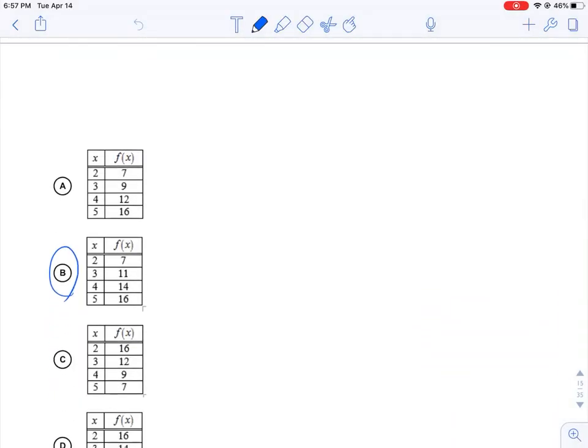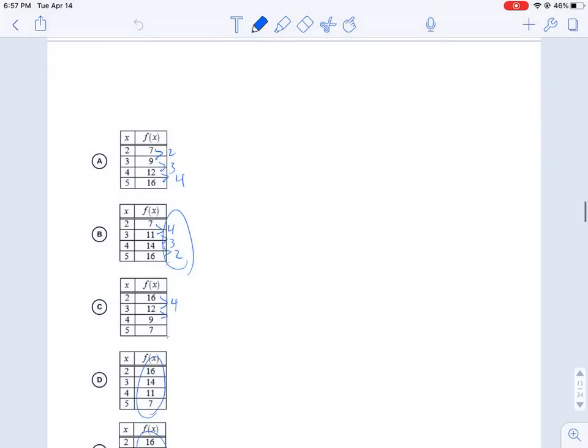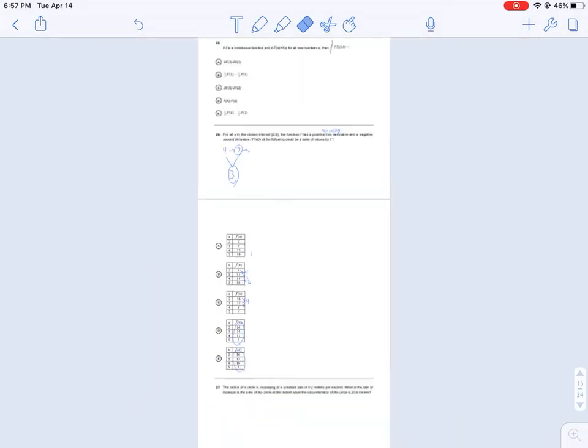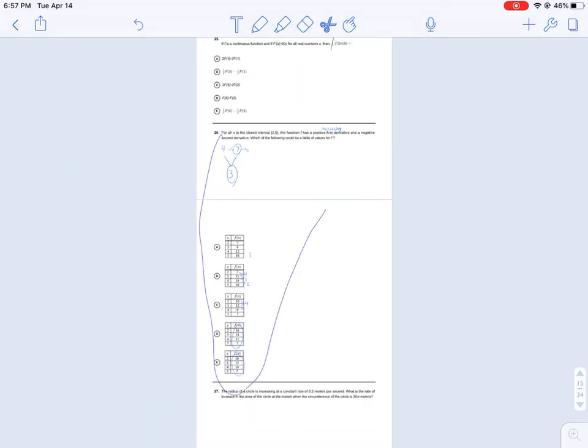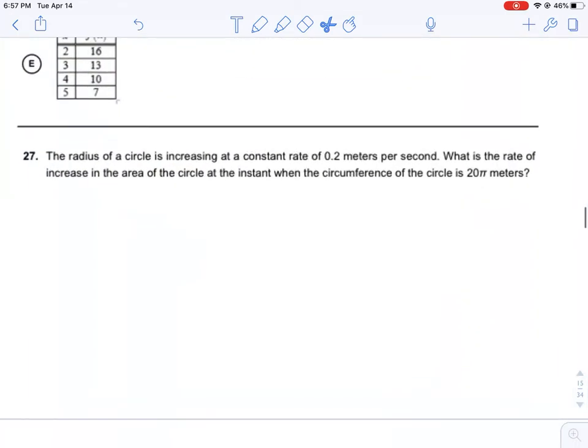And so our answer is B. Okay. That's a typical type question as well: understanding the connection between the derivative and second derivative by looking at a table of values.